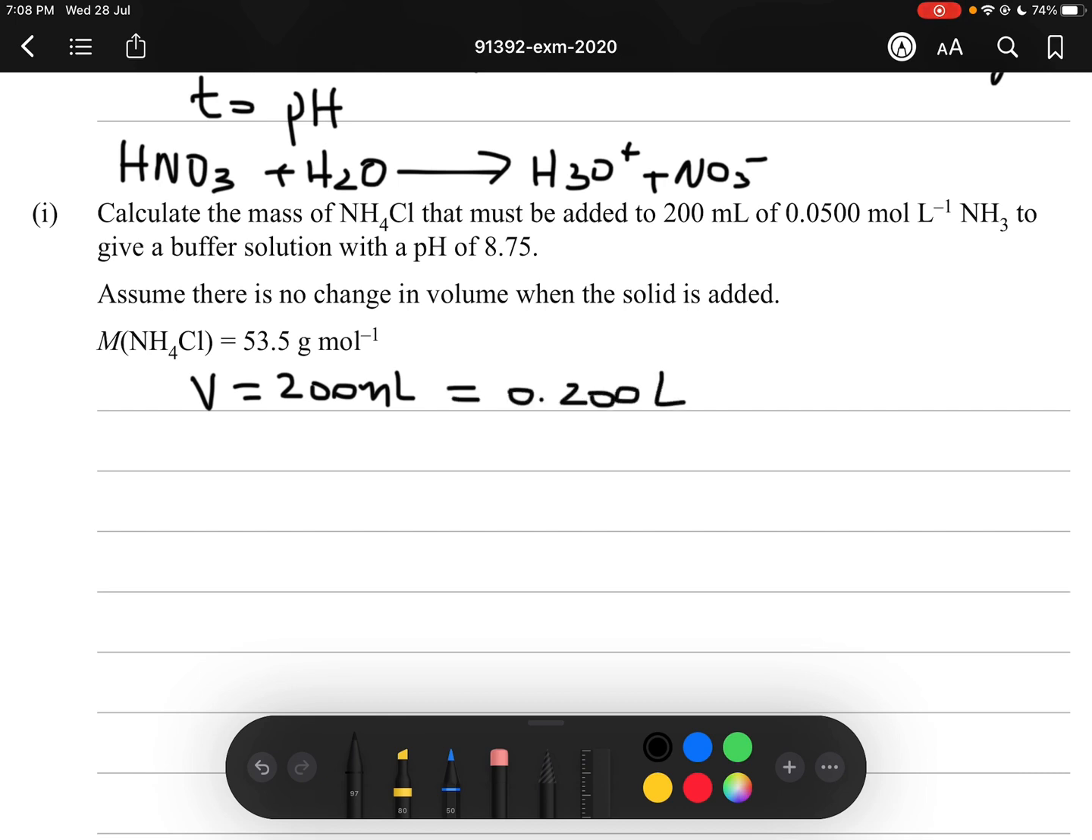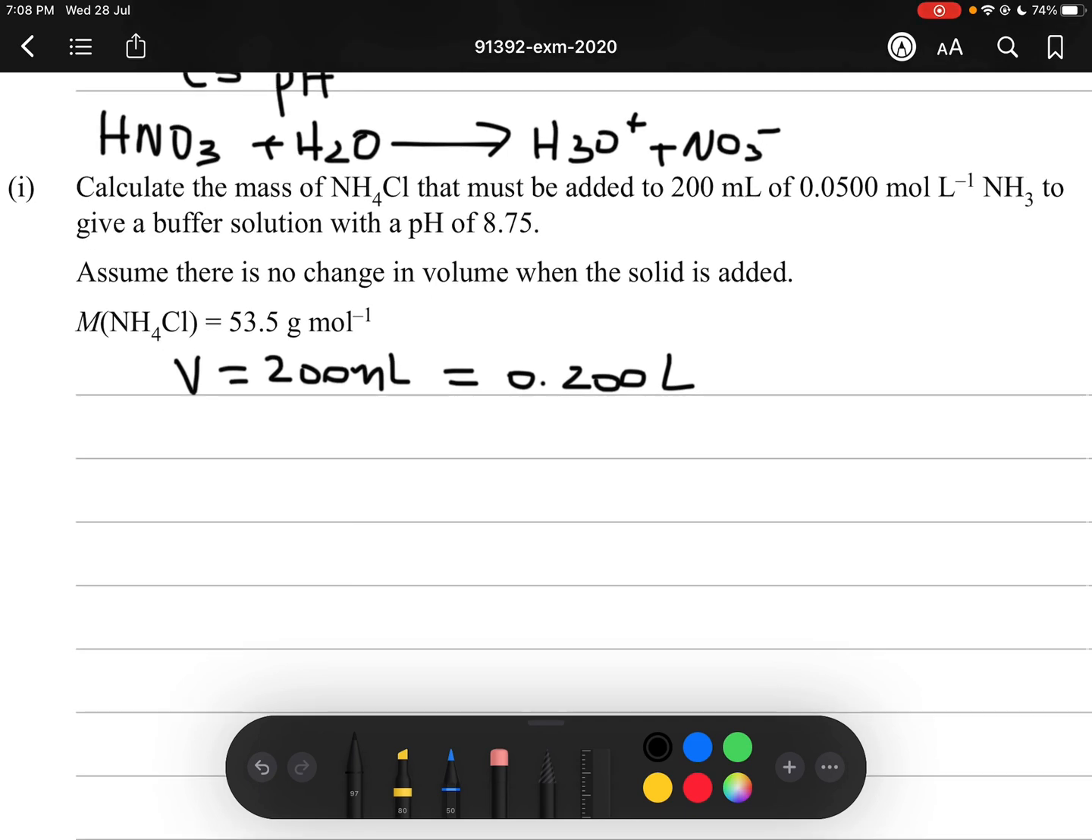And once again, we're going to be using the Henderson-Hasselbalch equation to figure out this problem. So we have our pKa is equal to pH plus our log of our acid, which in this case we have our NH4 plus over our NH3.